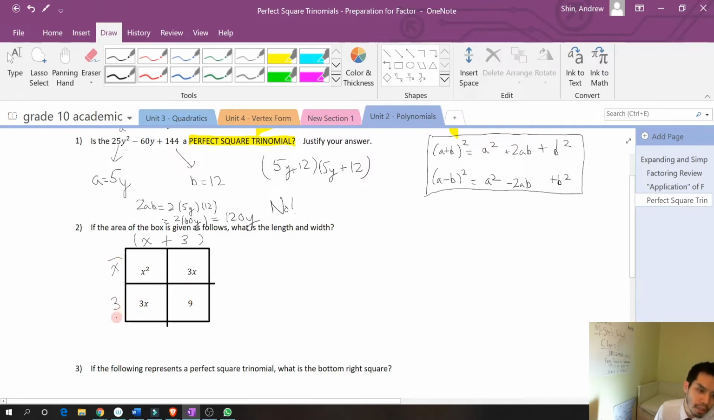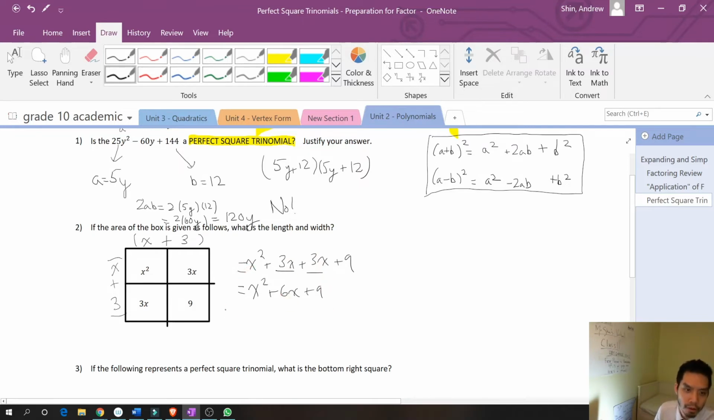So really what this is, again, this is considered a perfect square trinomial right here because we have x squared plus, the total area for this is x squared plus 3x plus 3x plus 9. And I am doubling it. See how I'm doubling this? I'm doubling x times 3, multiplying a and b and doubling it, which gives me 6x plus 9.